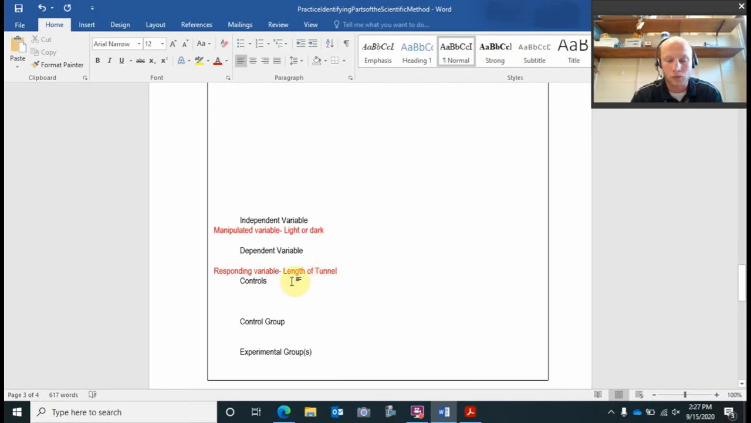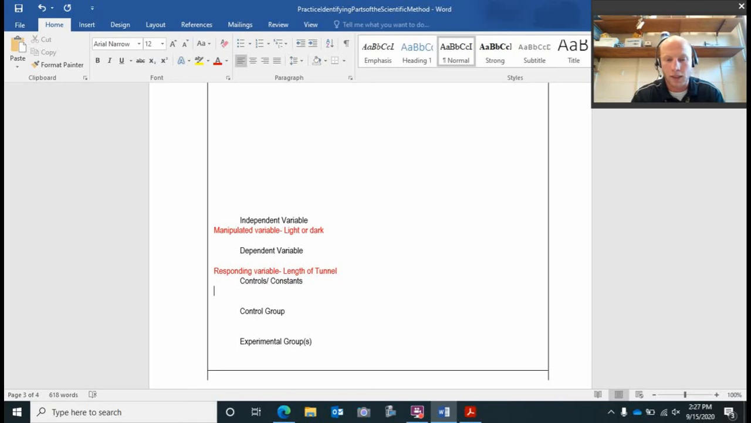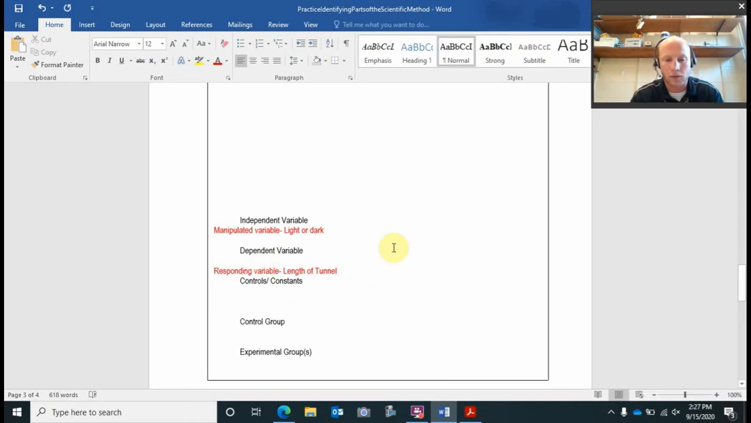The controls / constants. So anytime that you see the same, or something like that, that's a good chance that that's a constant. So let's look at a couple here. It says the same amount of food was given. So we'll put amount of food.